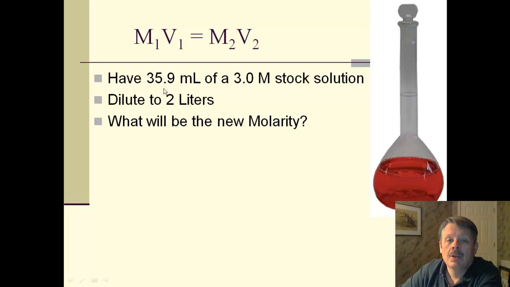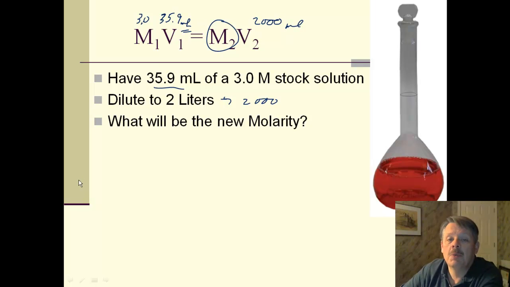All right, so we have 35.9 milliliters of a 3.0 molar stock solution, and we want to have 2 liters of it. Oops, notice I've got milliliters over here, so I'm going to have to convert this to 2,000 milliliters. All right, and I'm trying to solve for my new molarity.